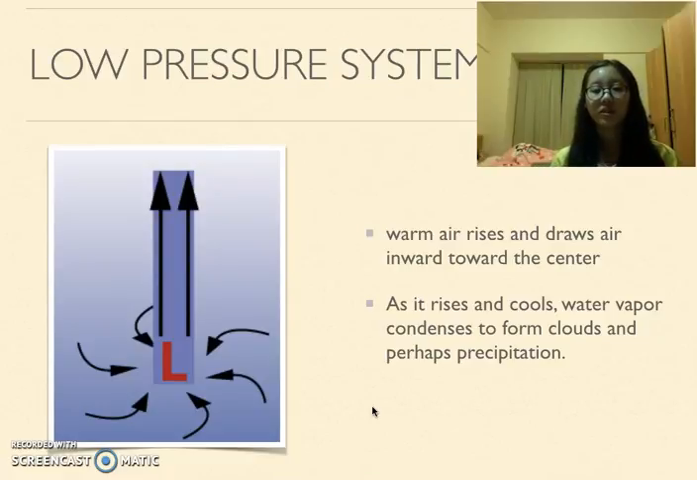Low-pressure system is where warm air rises and draws air inward towards the center, just like the picture shows. As it rises and cools, water vapor condenses to form clouds and perhaps precipitation.